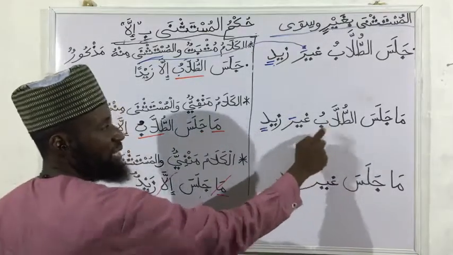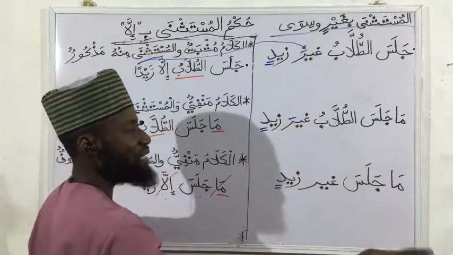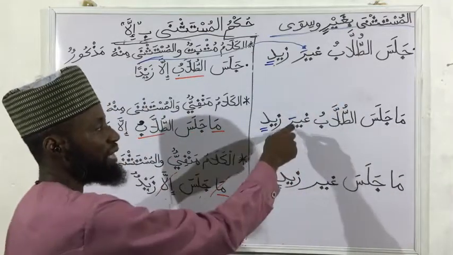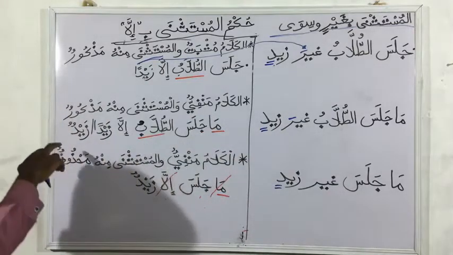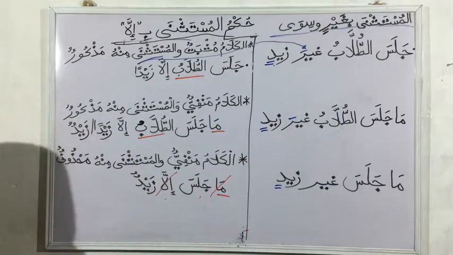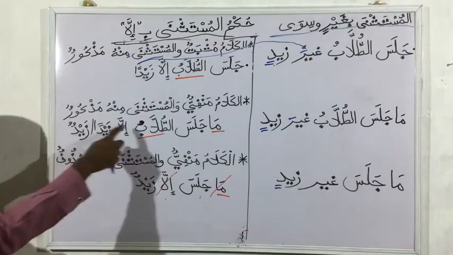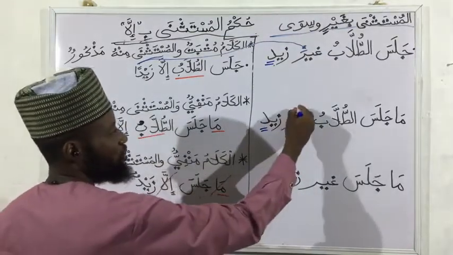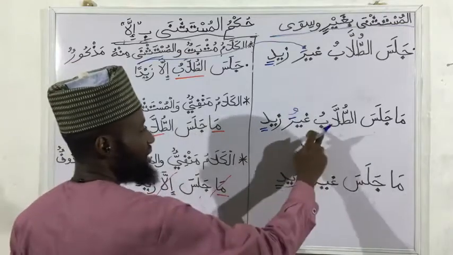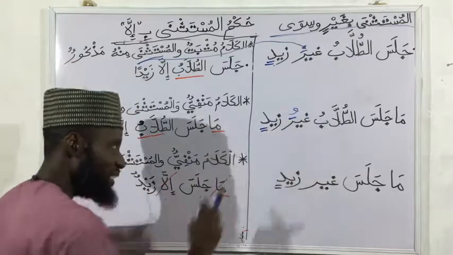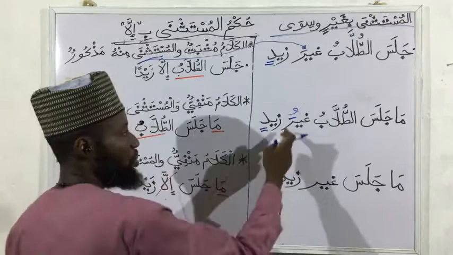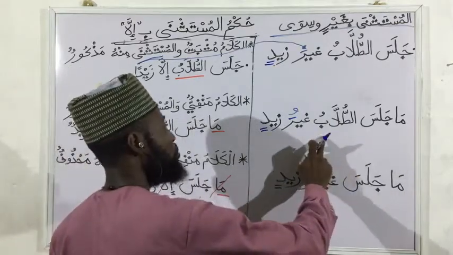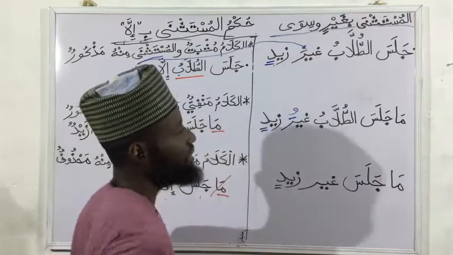And it can also follow what? Your mustesna minhu in its i'rab. What's the i'rab of the mustesna minhu? It's taking a rafun. So that means our Goiro too can also take a what? A rafun. So you can see rafun. So this one too what? Rafun. So that means you can read what? Ma jalasa tullabu Goiro Zaidin. That will be correct because it's a mustesna. Or we can say Ma jalasa tullabu Goiru Zaidin.